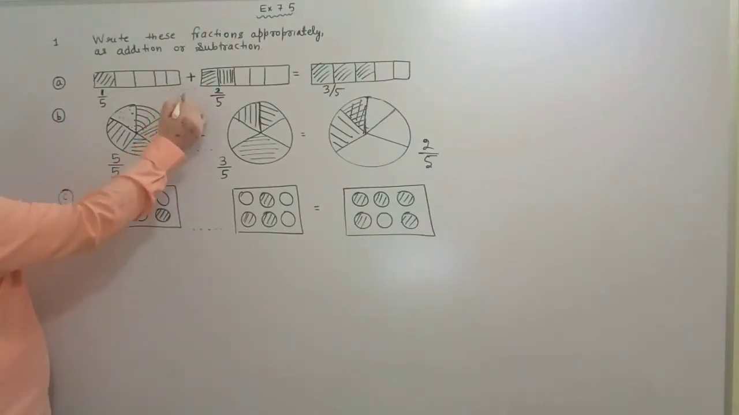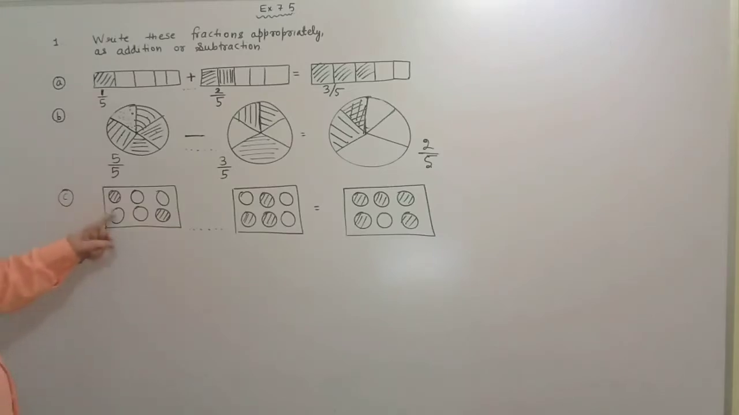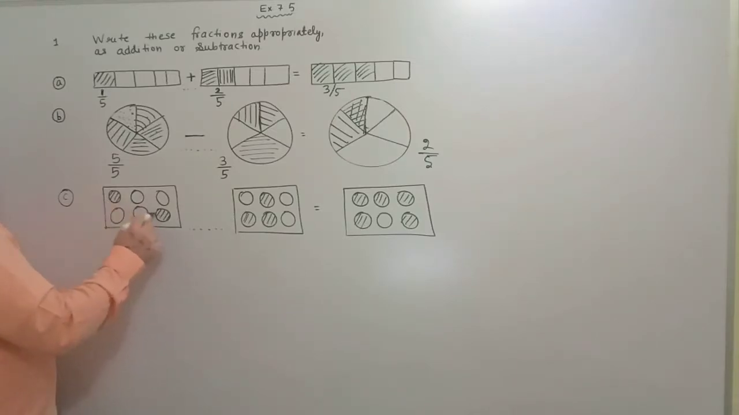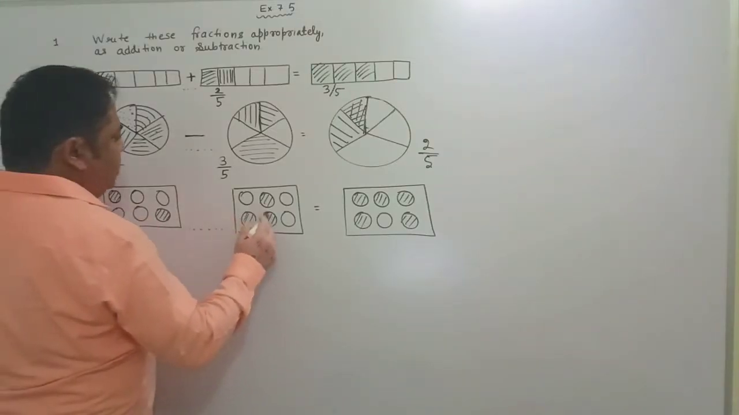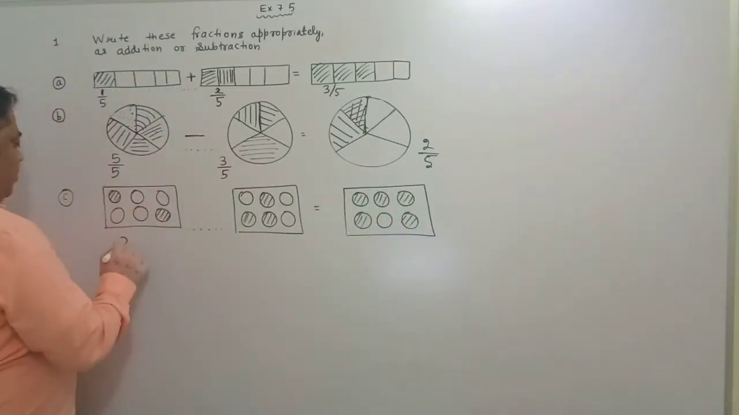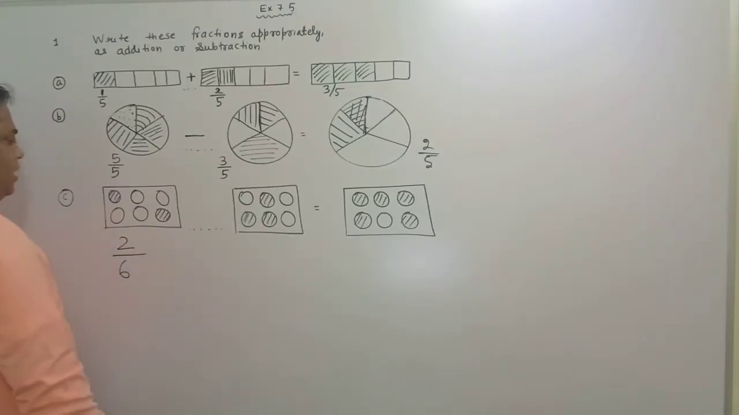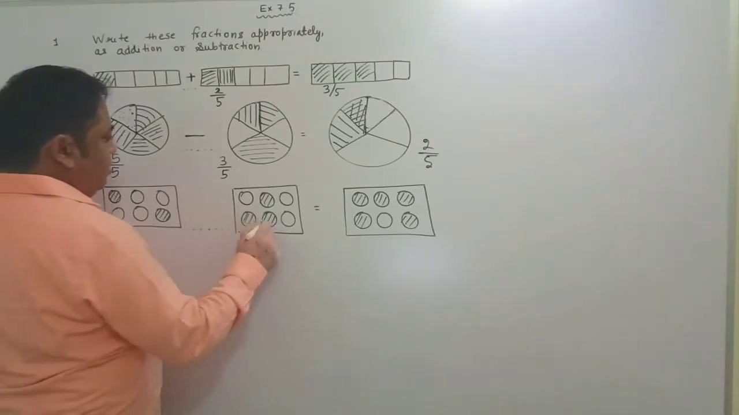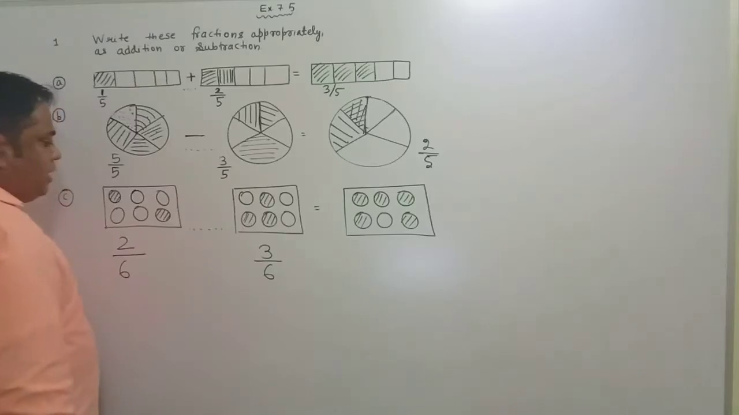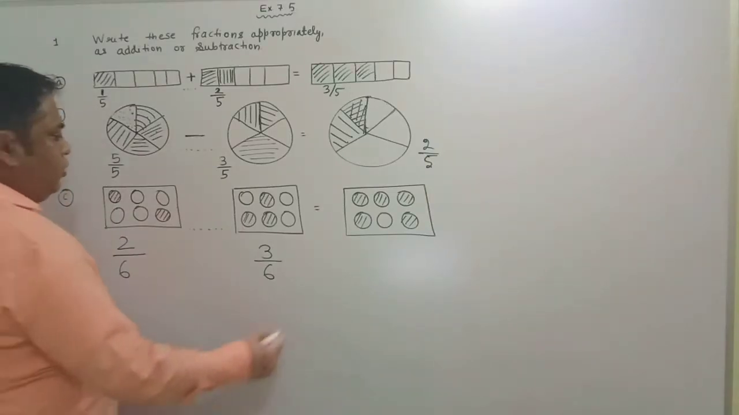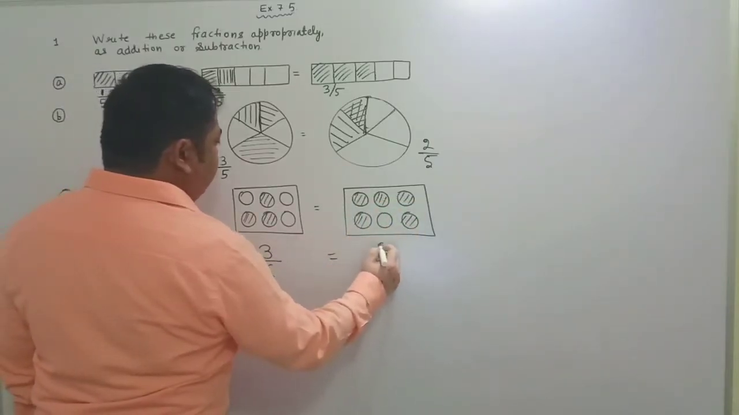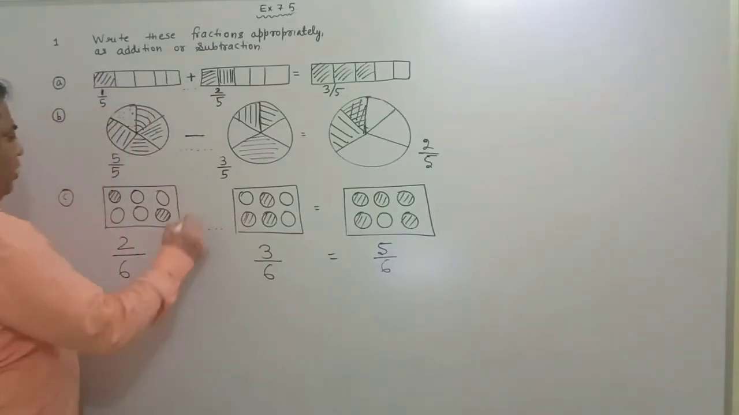So what is it? It is subtraction. Here you see, in this box, 2 circles were colored. In this box, 3 circles are colored. And in this box, 5 circles are colored. So 2 by 6 circles are colored here, and 3 by 6 circles are colored here. So here it should be how many? 2 plus 3 equal to 5. 5 by 6 part is colored. So what are we doing? We are doing addition.